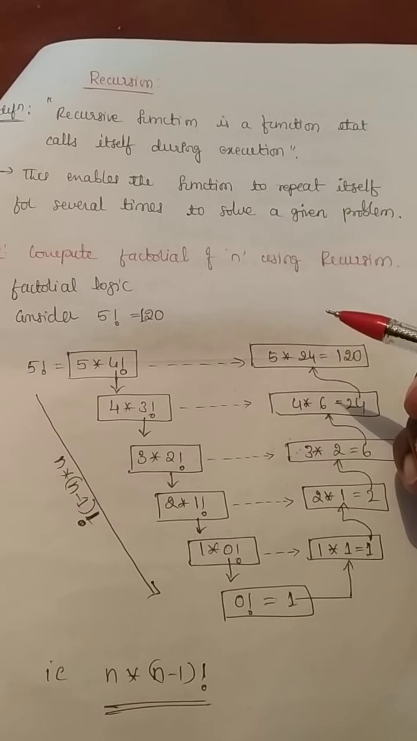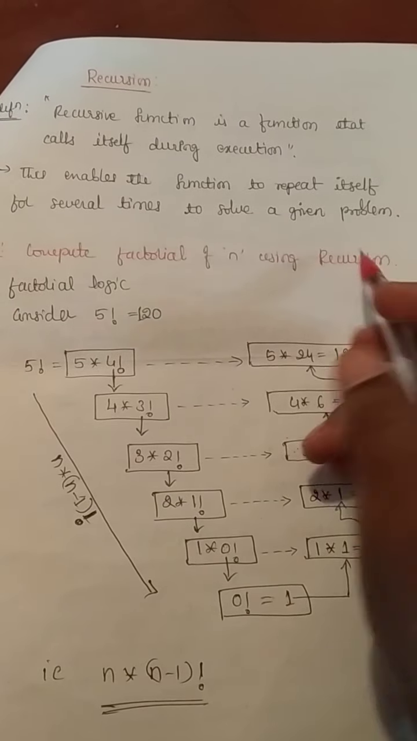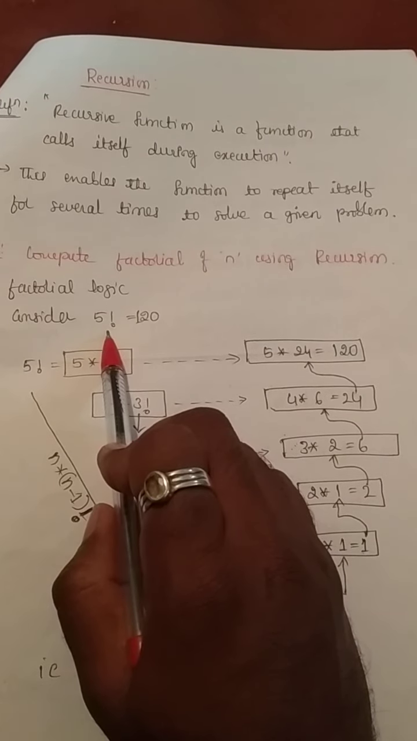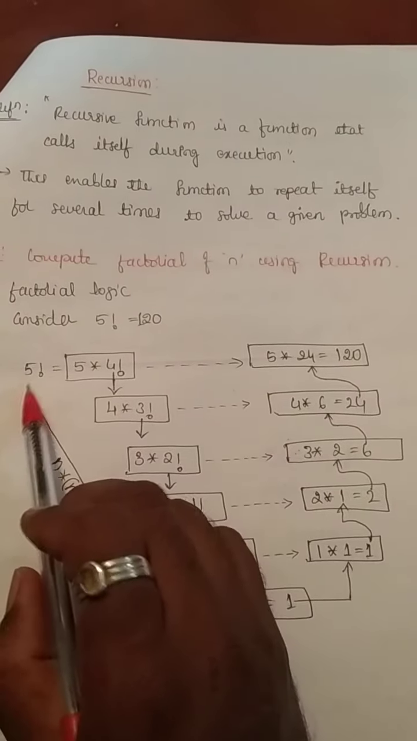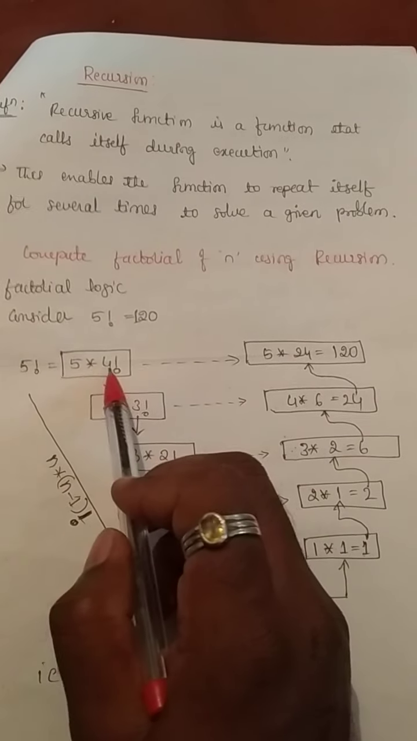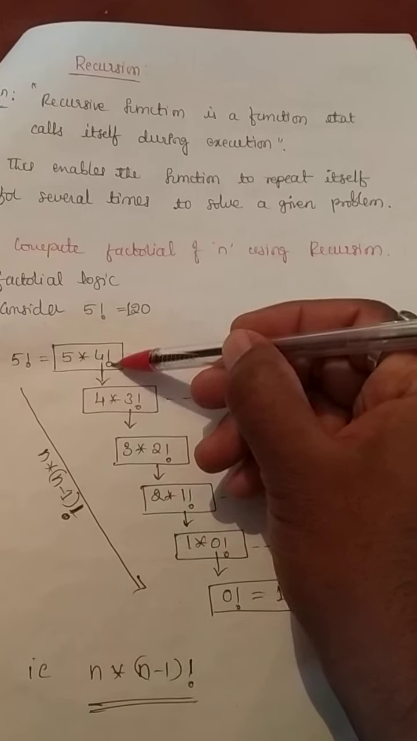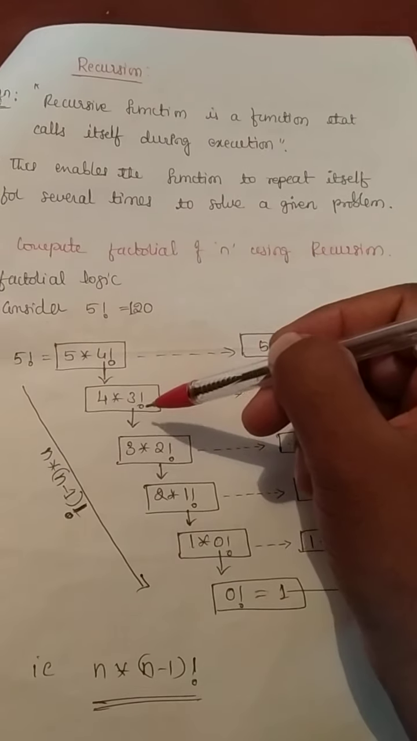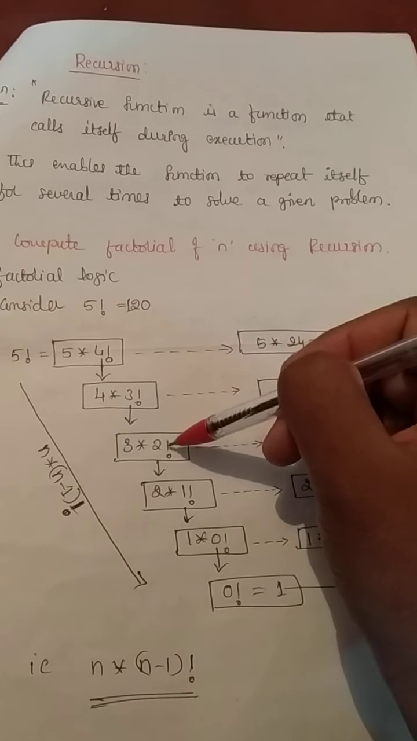The best example for recursive functions is the factorial of a given number. Now consider I want to compute 5 factorial. So what is the result? 120. How does this work? See, 5 factorial is equal to 5 into 4 factorial, I can write. This 4 factorial again can be simplified like this, 4 into 3 factorial. This 3 factorial can be simplified like this, 3 into 2 factorial.